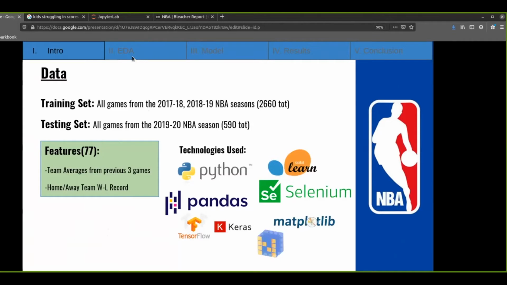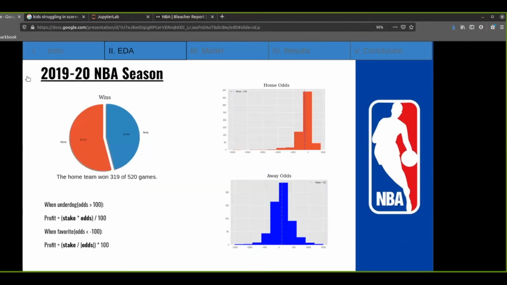So a look into the data that I used to test the model. I used the last NBA season, the 2020 season, to test it. And I took the team averages from the last three games as input to predict the outcomes of those games. This model is also trained on the data from the two seasons prior to last season. And here's a look at some of the technologies I used to complete this project.